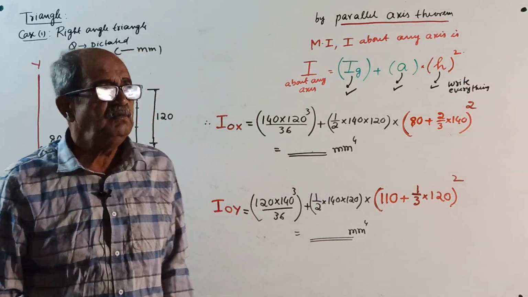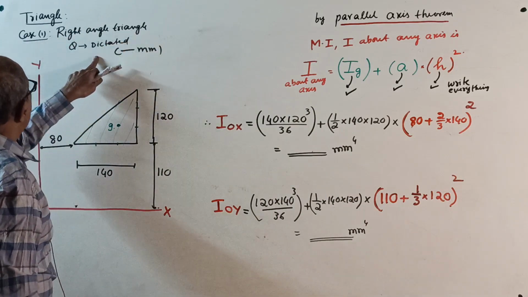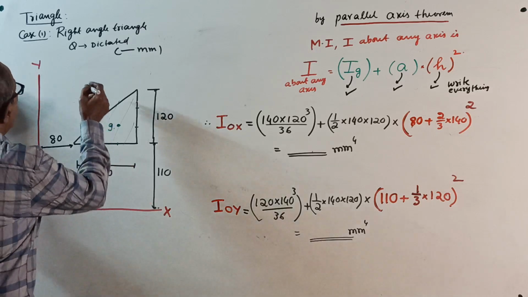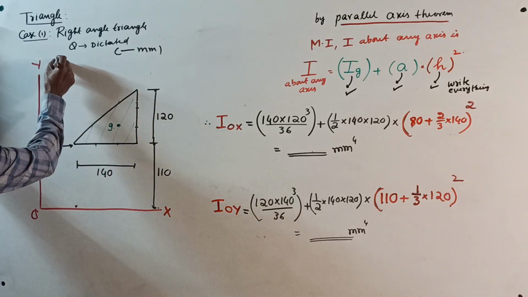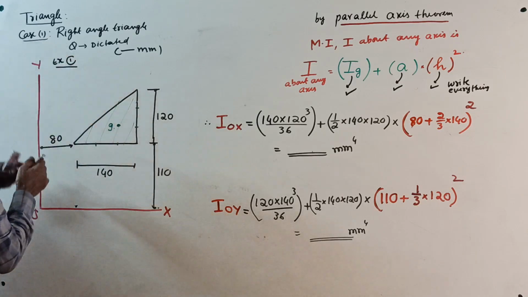Okay, we will start now. Triangle, case 1, right angle triangle. This is case 1. Now, example number 1 here. I will put example 1 for this, for case 1, example 1.